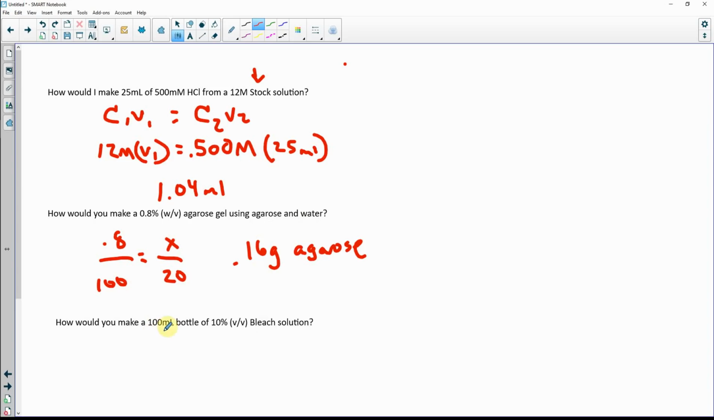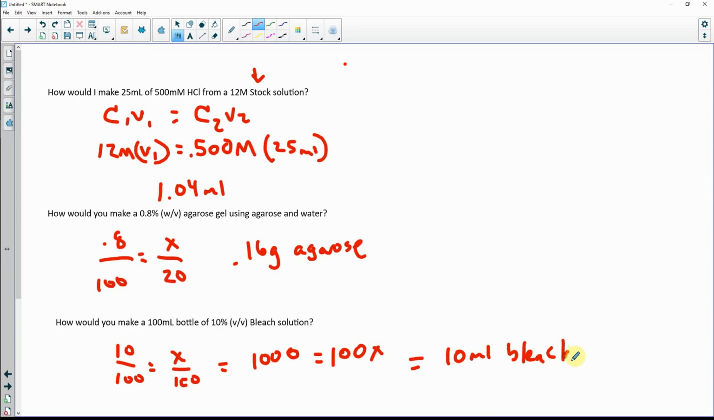And then finally, how would I make a 100 mL bottle of 10% bleach? So again, we've got percent volume to volume. 10 over 100 equals x over 100. So cross multiply. 10 times 100 is going to be 1,000 equals 100x. And then divide both sides by 100. You're going to get 10 mLs of bleach, plus 90 mLs of water.